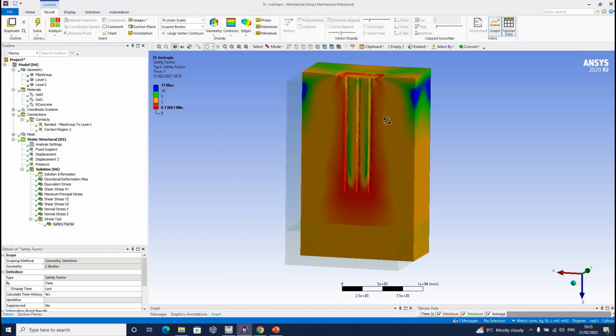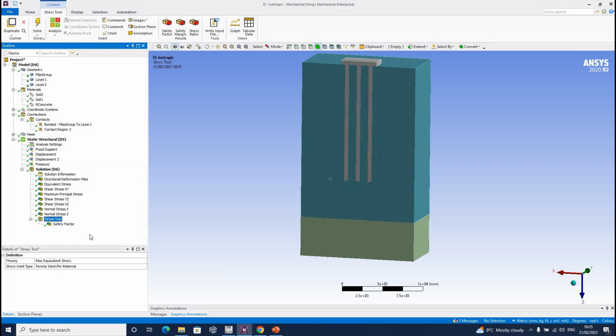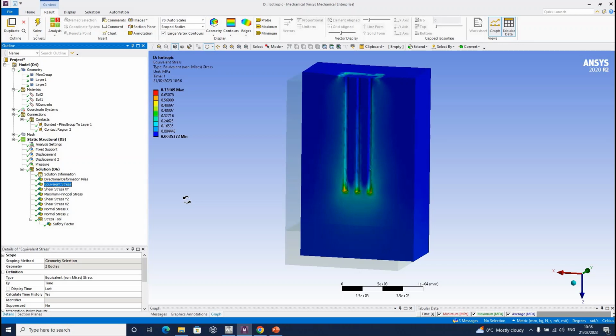We see that the majority of the mass of the soil is around 1, and there are some areas with better safety factor. But what we need to understand here is what exactly the safety factor means, because this is for the maximum equivalent stress. So what the software is doing here is comparing basically the equivalent stress we can see here, this equivalent stress with the maximum tensile stress we can take with our material.